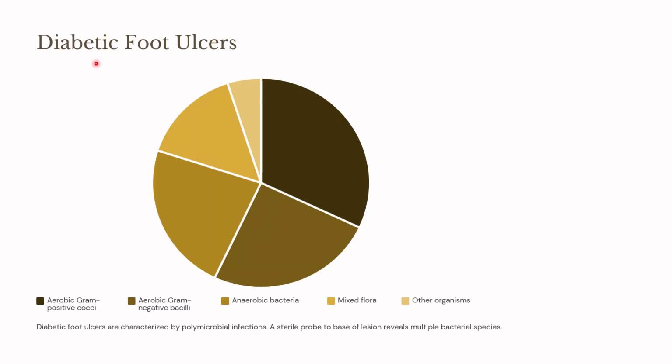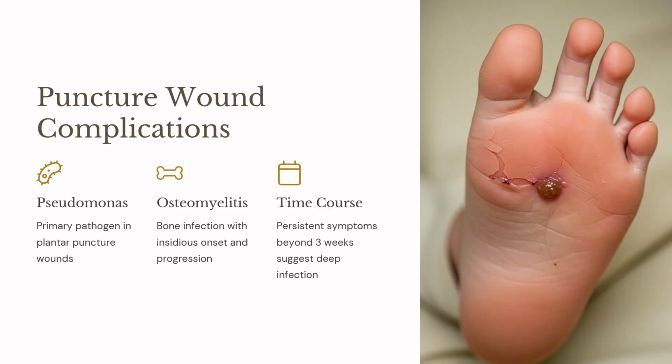This is another question where they ask you about diabetic foot ulcer. They will ask you, when a patient has a diabetic foot ulcer and a sterile probe is probed to the base of the lesion, which organisms are likely to be shown? Here you see aerobic gram-positive cocci, aerobic gram-negative bacilli, anaerobic bacteria, mixed flora, and other organisms. Even though a question like that is asked, diabetic foot ulcers are characterized by polymicrobial infections. That's what should be the answer.